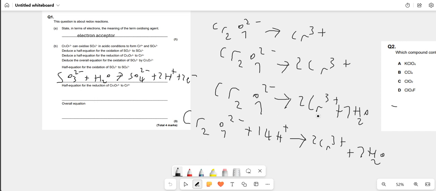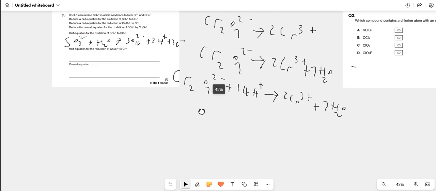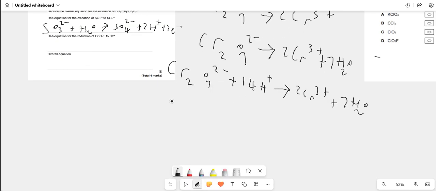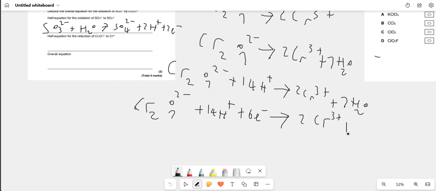So basically, on the left here, I'm going to need to add 6 E minus here. Because now look at that, it will be perfect.